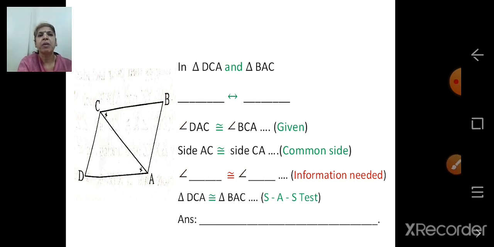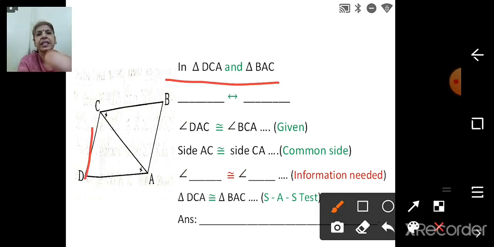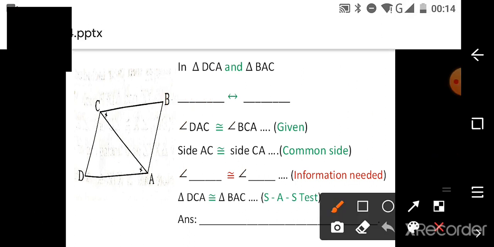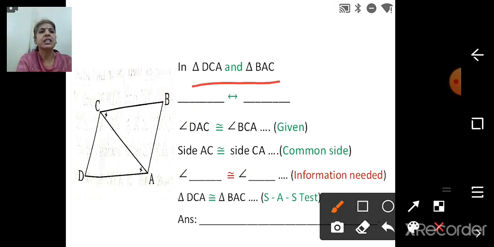It is given in the form of activity. In triangle DCA and triangle BAC, correspondence is given because better we write, it will help us in naming the corresponding sides, angles and all. So you are going to write the correspondence, that is DCA corresponds to BAC. So we are going to write the same correspondence, DCA corresponds to BAC.